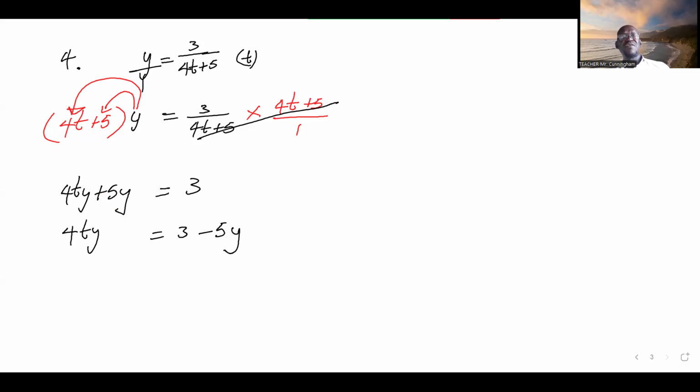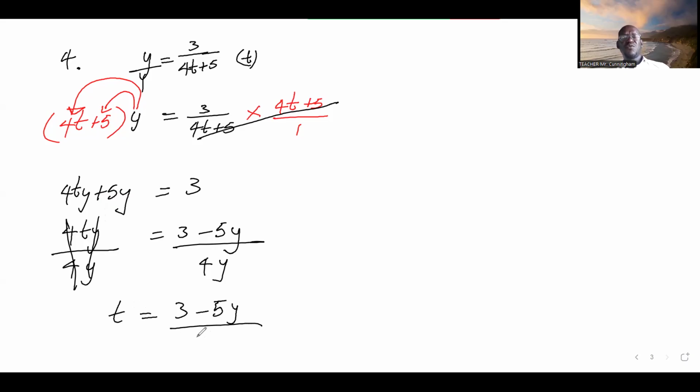And then we're going to divide throughout by 4y. Why? Because we're finding for t. All right, I kind of jumped the gun. So t is equal to 3 minus 5y over 4y.